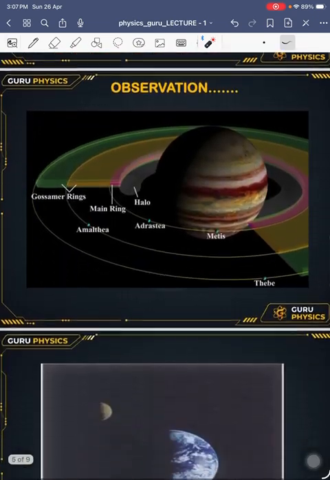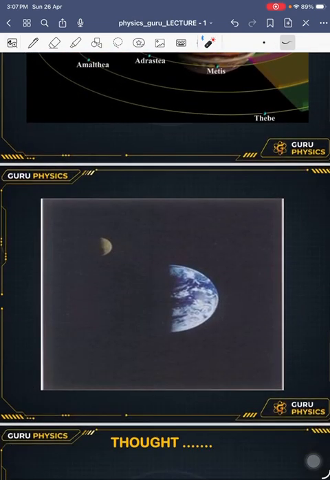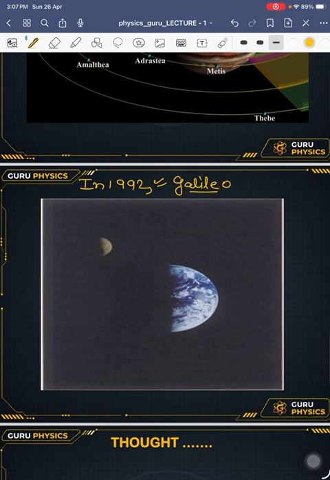Then, this is just a fact for you: in 1992, a satellite named Galileo, in honor and respect of him, was sent into space, and it took photos of the earth and the moon phase which is under the light.